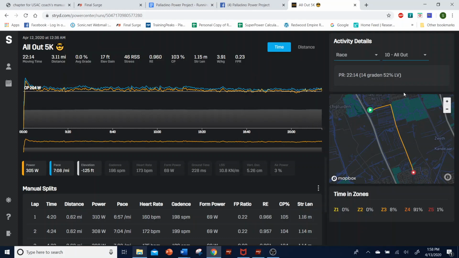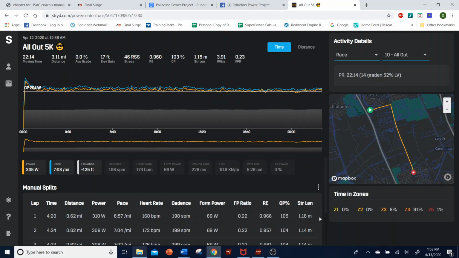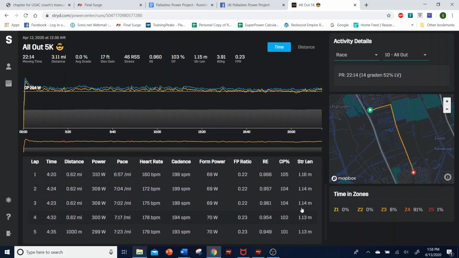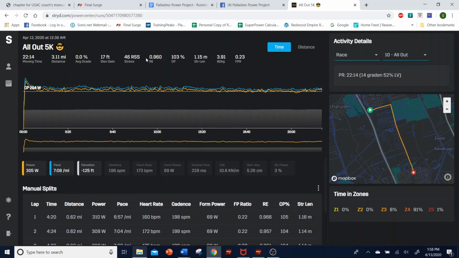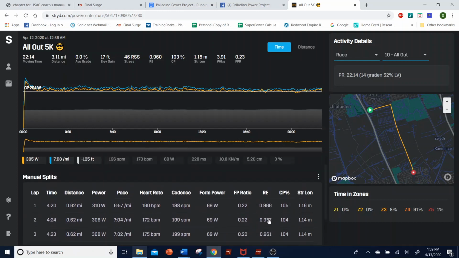So what we have here is a 5K effort from a member of the Palladino Power Project Facebook group, and this is Powercenter, the new Powercenter. What David did with this Chrome extension was develop the capacity to add metrics to what's selected, the summary metrics up on top of the power chart, but also metrics added to each lap. So what are the metrics? Well, the first one here is running effectiveness. Running effectiveness can be added to the top or to each lap, as you see here.